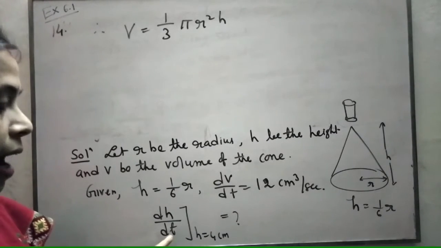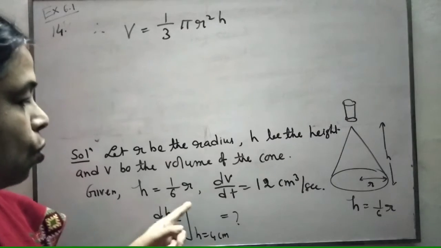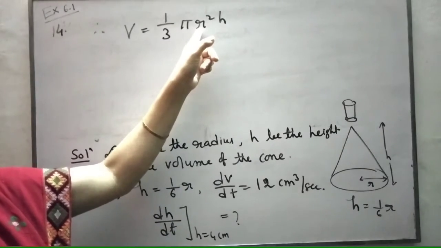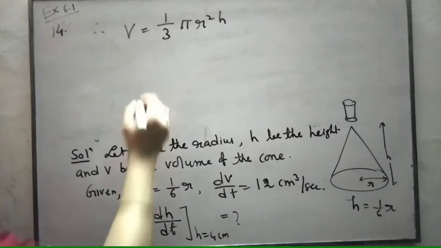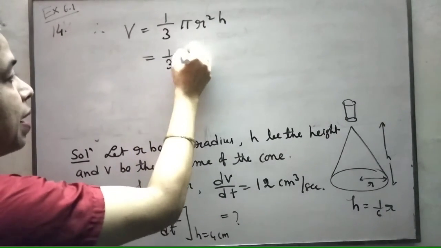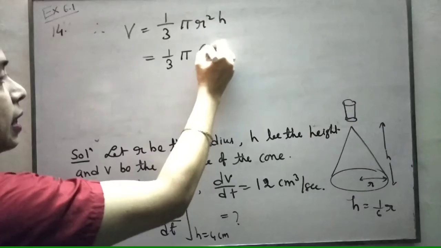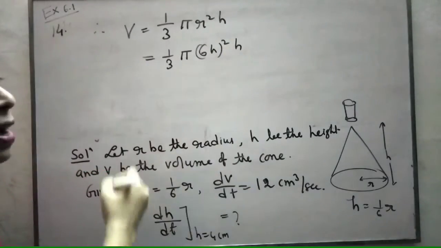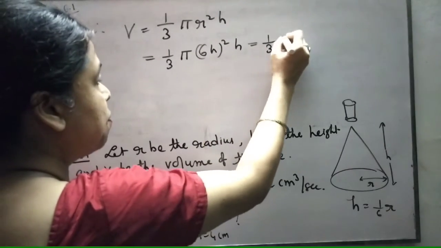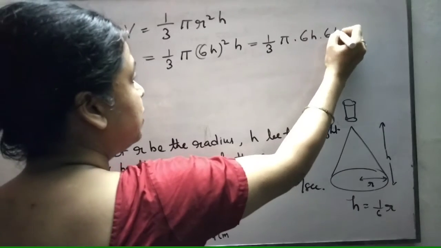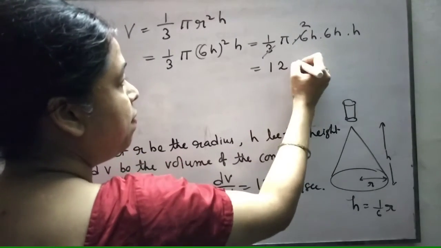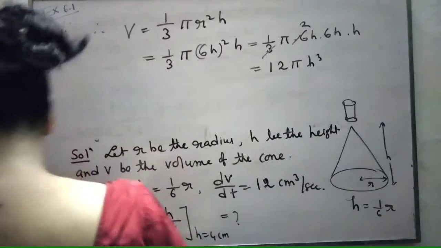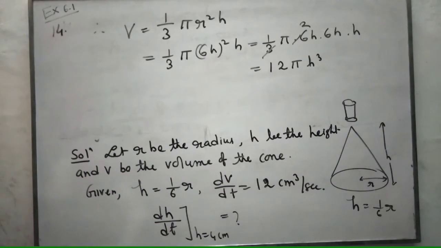Since the rate of change of height is required, I am going to remove r from this. And what is r in terms of height? r can be written as 6h, right? So I'll put 1/3 pi, r means 6h, whole square, into h. To calculate, 1/3 pi into 6h into 6h into h. Cancelling, we'll have 12 pi h cube. So we have seen here the value of the volume is 12 pi h cube.